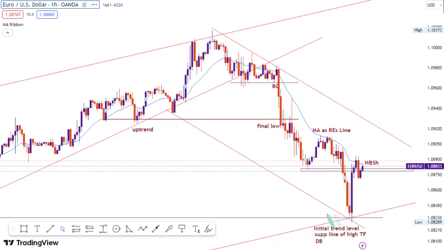This line is the support line of the higher time frame. Also here it made a double bottom. Now we are near the moving average line. We had a head and shoulders here, so we expect the move up to continue to this resistance line. Here we will see what the price reaction is. The price can break this line and move up, or maybe continue this downtrend.